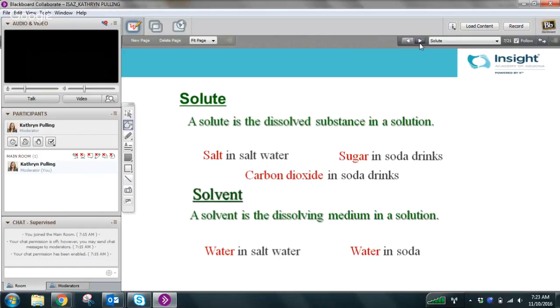So, two major vocab words related to solution. A solution always has a solute and a solvent. The solute is the substance that is being dissolved. So kind of like what we're adding. The solvent is what does the dissolving. So most solutions that you deal with are going to be a liquid and a solid. Not always the case. It could be two liquids.